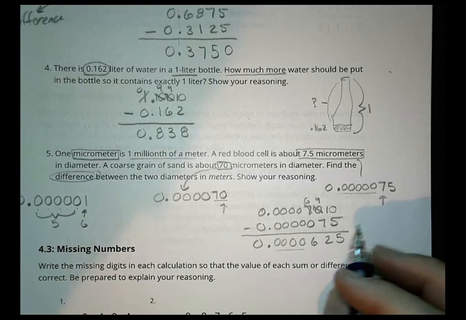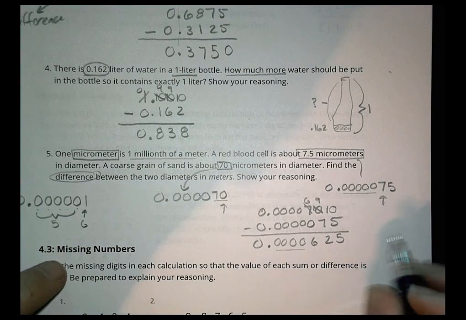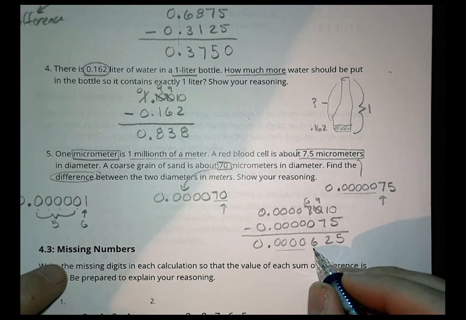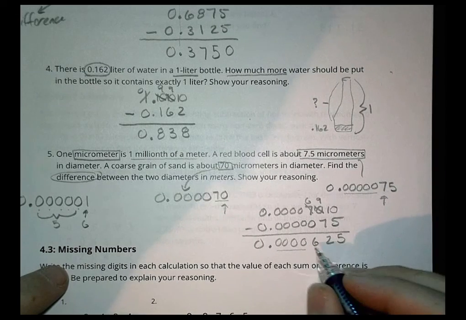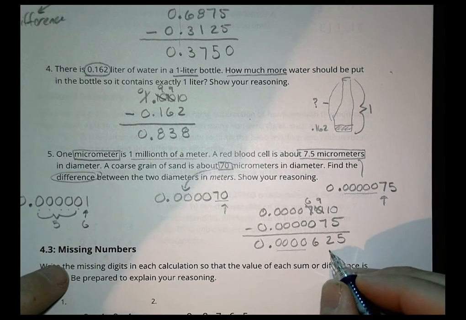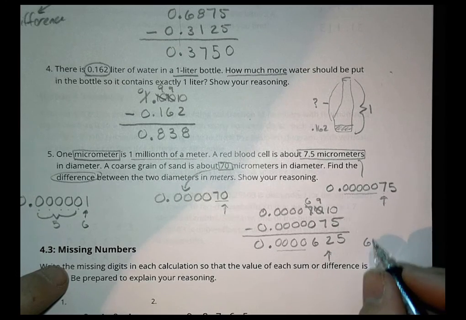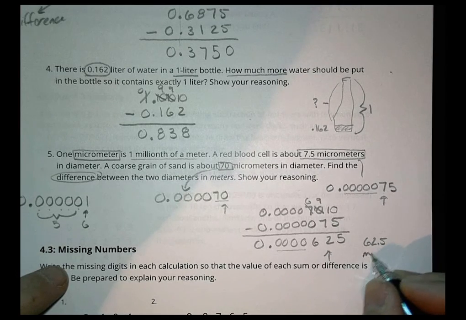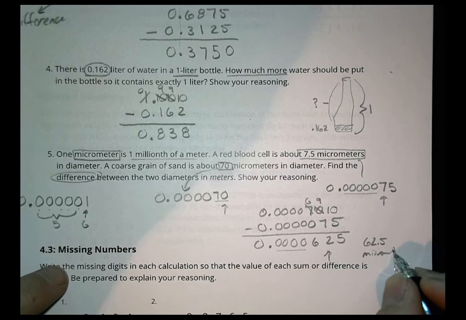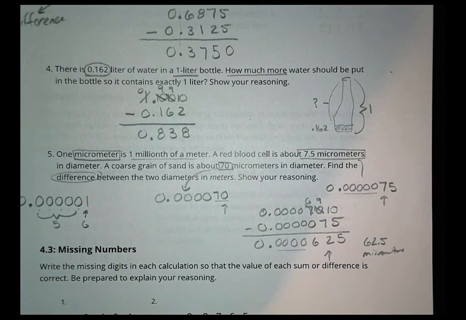Okay, so if you want to read this out then, this is our micrometer, which is the millionth spot there, we would say in this case here we have 62.5 micrometers. That is the difference between the two, it's 62.5 micrometers.